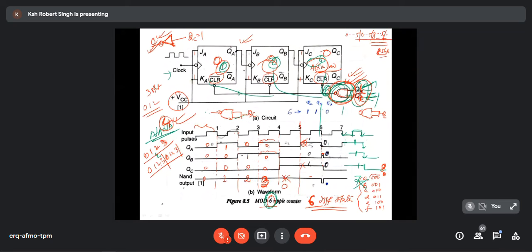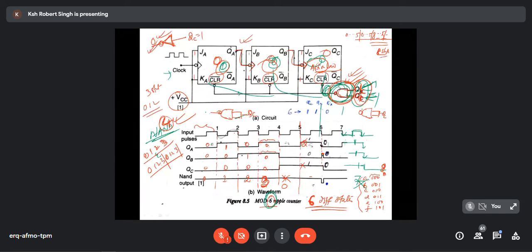And is this a synchronous counter? No, it is not a synchronous counter. How do you say it is not a synchronous counter? Output is fed as an input clock to the other. How can it be a synchronous counter? So it is an asynchronous counter.